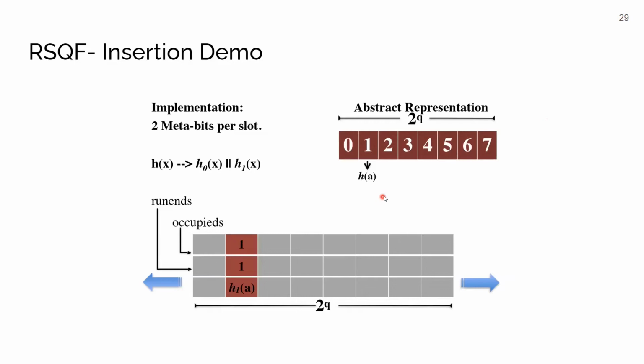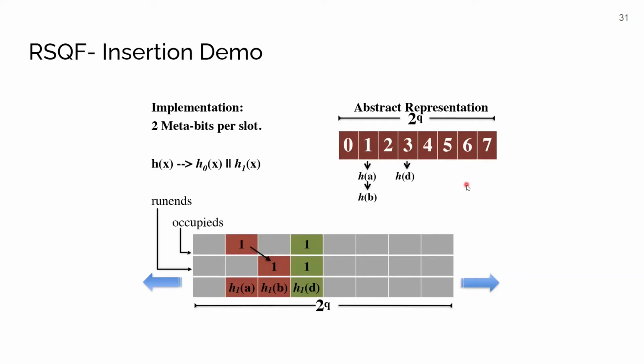So if we insert A in the RSQF, then it is stored with occupieds and run-ends bit both set to 1 at the same position. And we also insert it in the abstract representation. Now, if we insert an element D, then in the abstract representation, it is simply added to the same slot with chaining. Whereas since RSQF uses linear probing, we store it in the next available slot. And we also unset the previous run-ends bit and set the new run-ends bit.